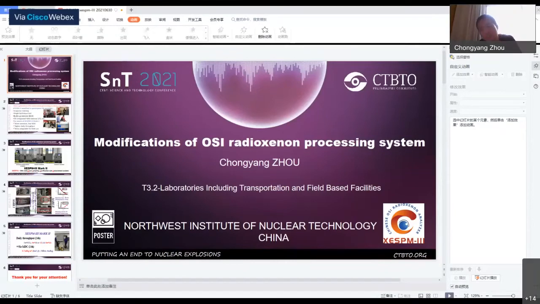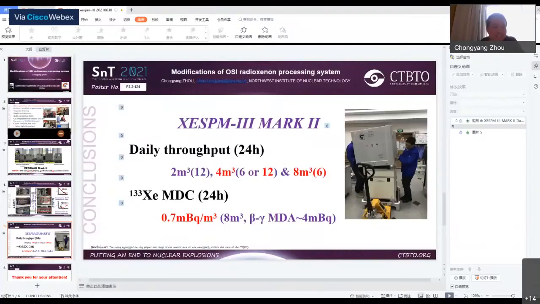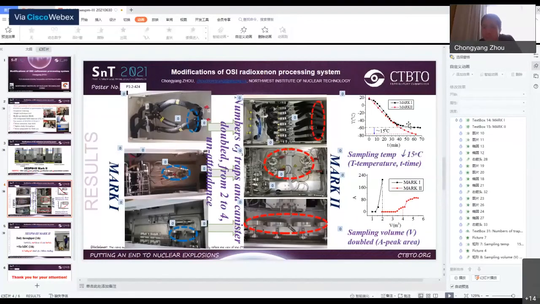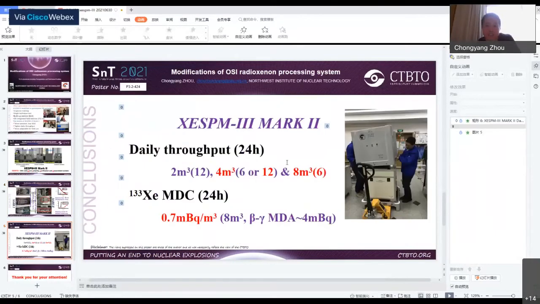This is the sampling unit, and this is the purification unit. And here are some of the modifications: the traps from 2 to 4, and the measuring box from 2 to 4. Here's the temperature. The temperature dropped by about 15 degrees, and the sampling volume is doubled from 2 cubic meters to 4 cubic meters.